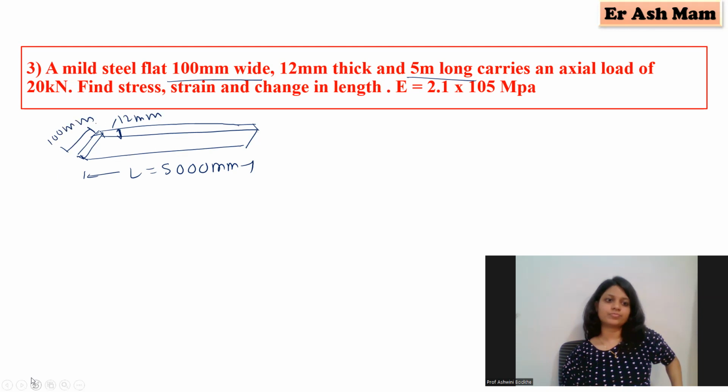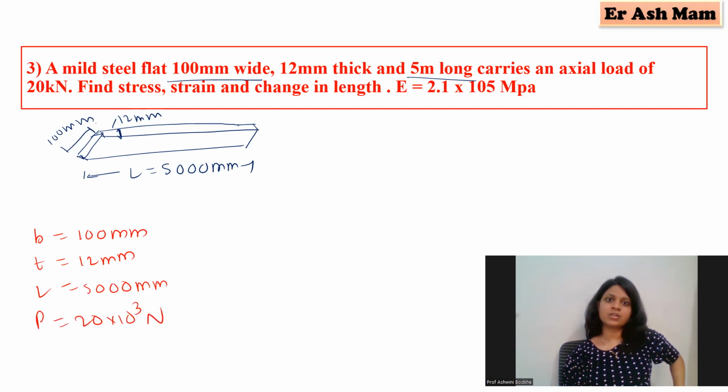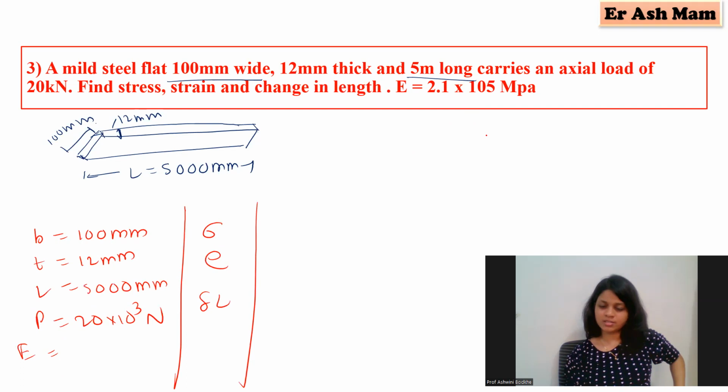It is given: width B equal to 100 mm, thickness 12 mm, length 5000 mm. It carries an axial load of P equal to 20 into 10 raised to 3 newton. Find stress, strain and change in length, if E equal to 2.1 into 10 raised to 5 newton per mm square or MPa.